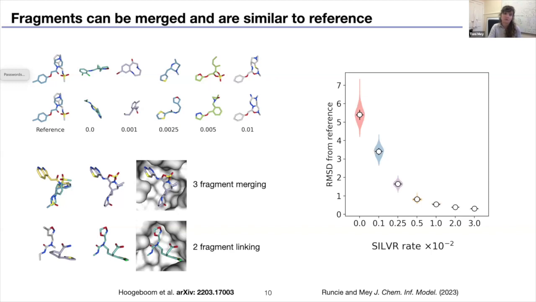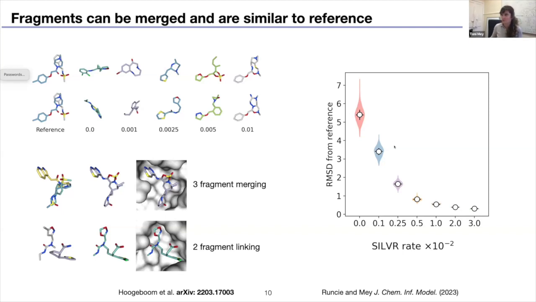So we might want to look at not just 1, 2, 3 samples, but lots of statistics. Here I'm showing 1,000 samples at SILVR rate 0 all the way up to SILVR rate 3, and we're looking at the root mean square deviation from the reference. At SILVR rate 0, we want that deviation to be high. This is in angstrom, and we expect that to be high. And the higher we push the SILVR rate, the closer the sample will be to the reference.